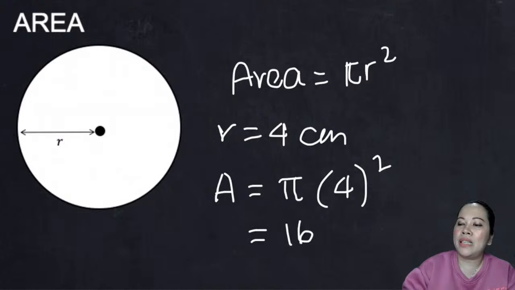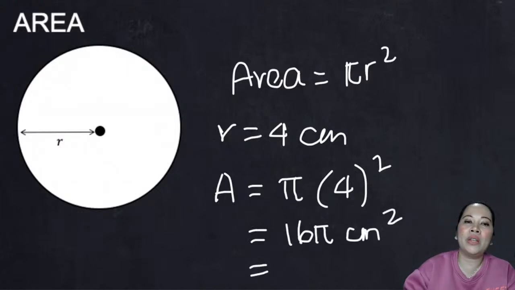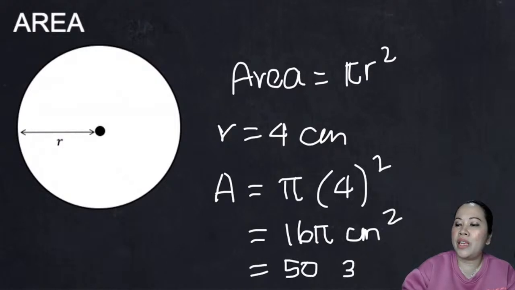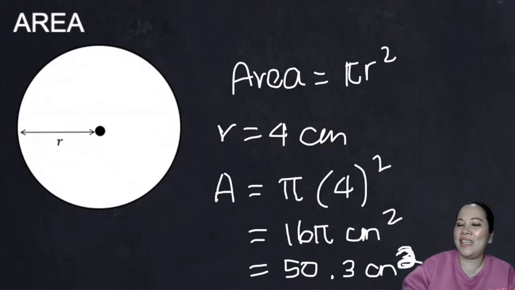So that will be 16 pi centimeter square, which is the exact value. Okay, 16 pi is your exact value. And if you're asked to give your answer to 1 decimal place, then that will be 50.3 centimeters square. All right.